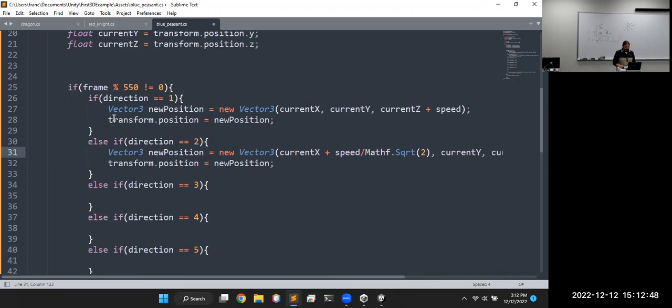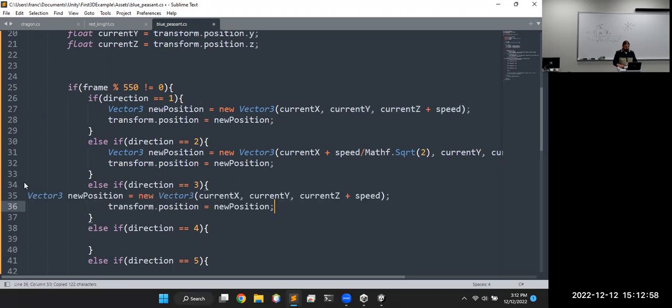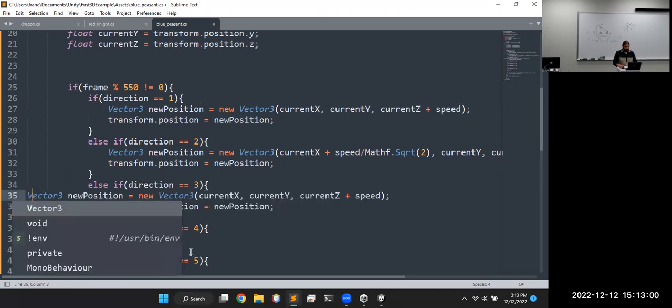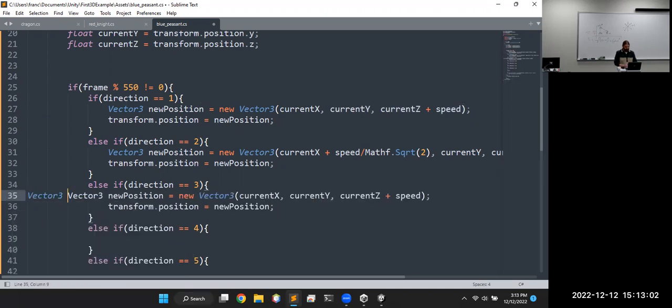So then our next one would be a vertical direction, or not vertical, vertical is the Y. We used Z the first time, so this time we need to do, what is that doing?